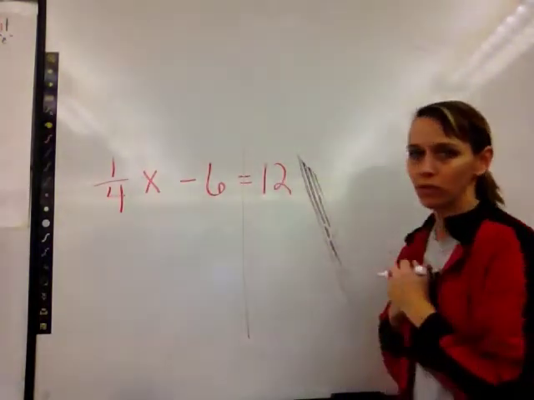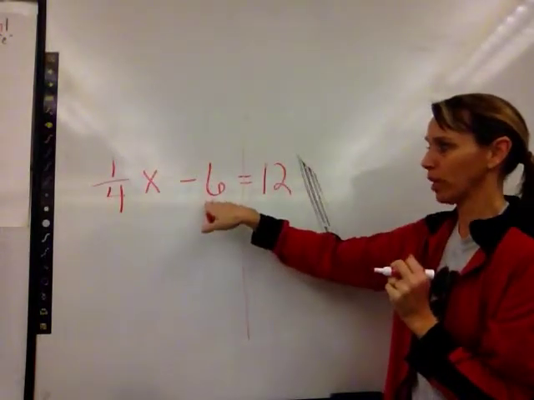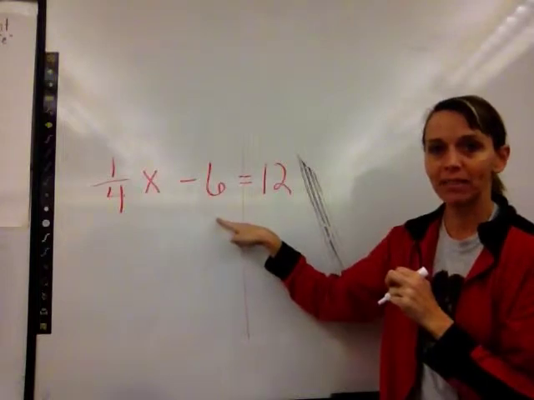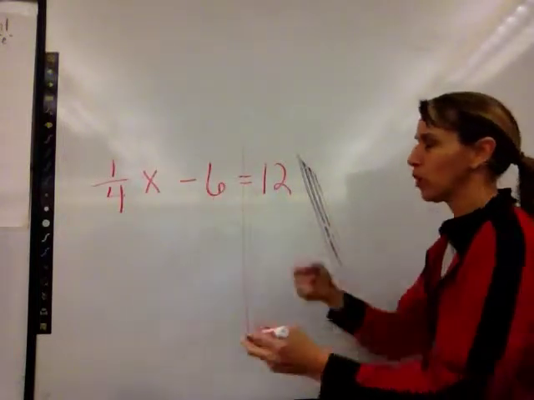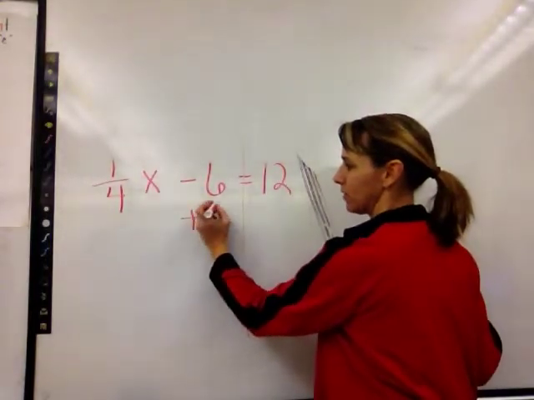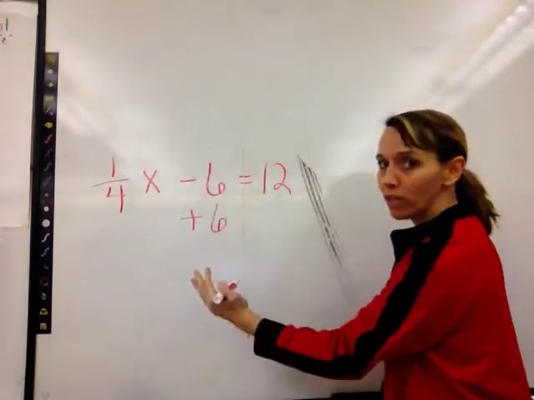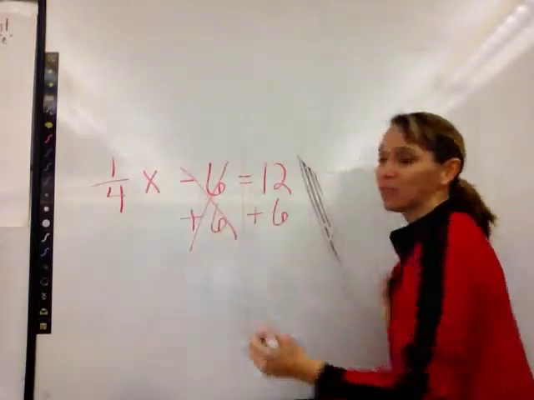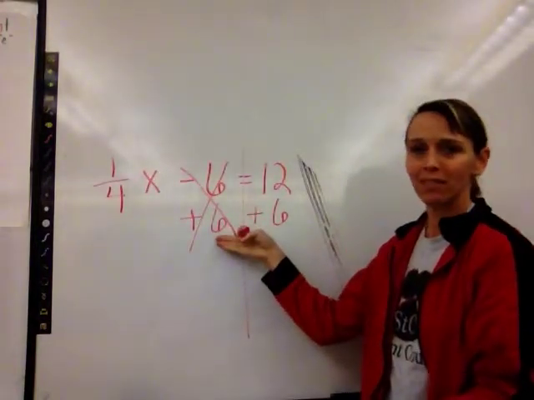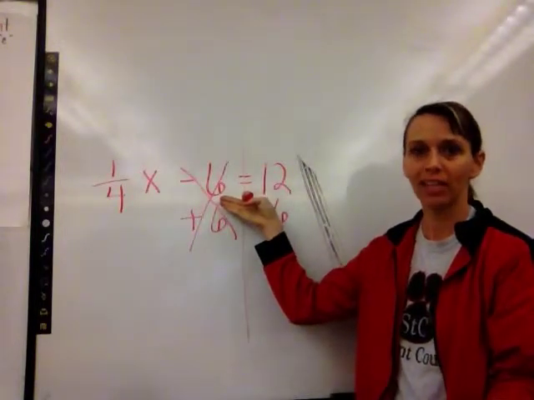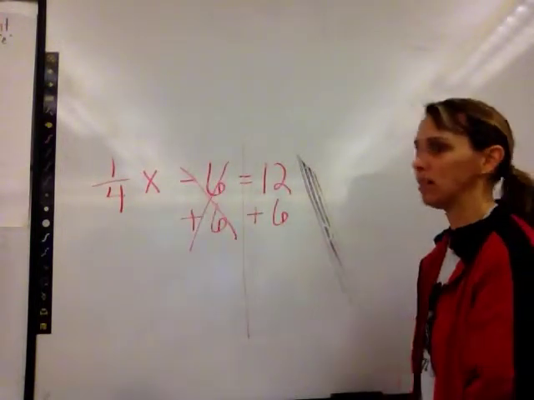Draw our line first. This time we're going to take the opposite of negative 6, because you have a negative 6 here. So what's the opposite of negative 6? Positive 6 on this side. What you do to one side, you do to the other side. Positive 6. Cross those out because those are gone. If you have $6 in your pocket and you spend $6, you have nothing left. There's nothing, so just cross it out and it's gone.